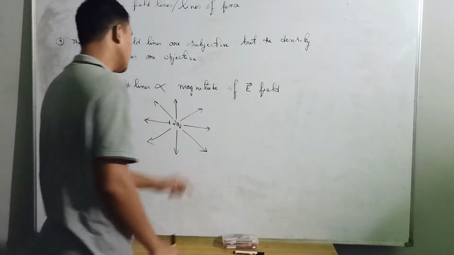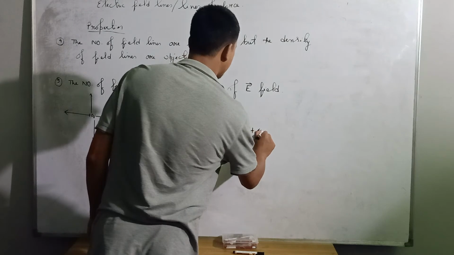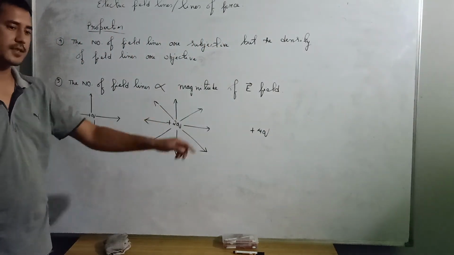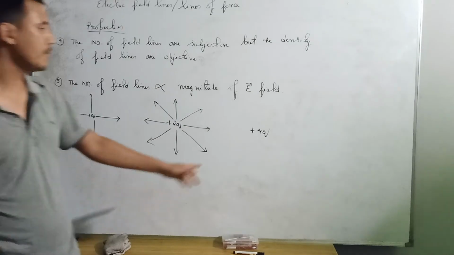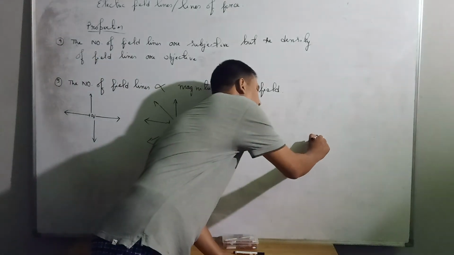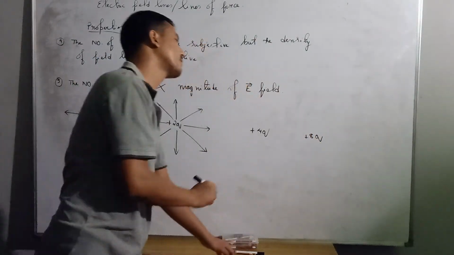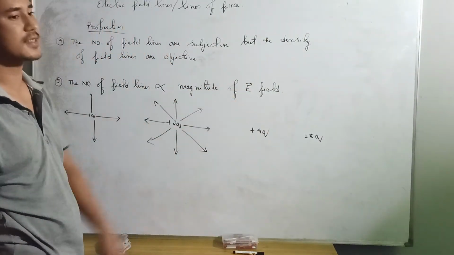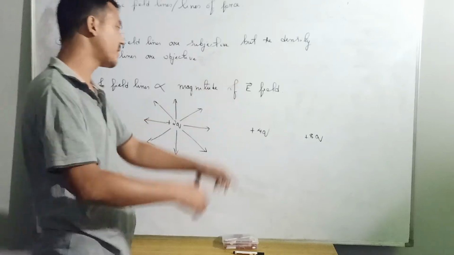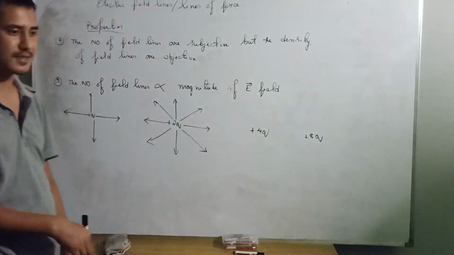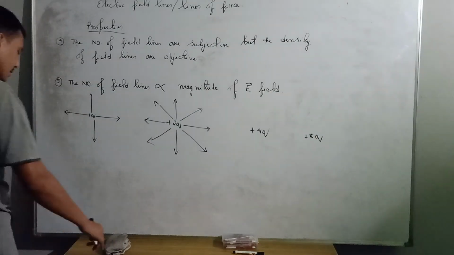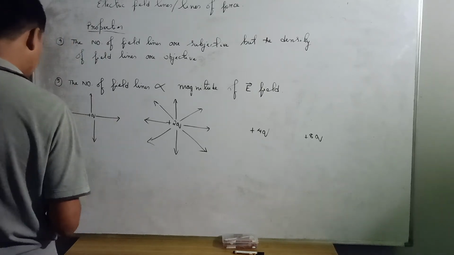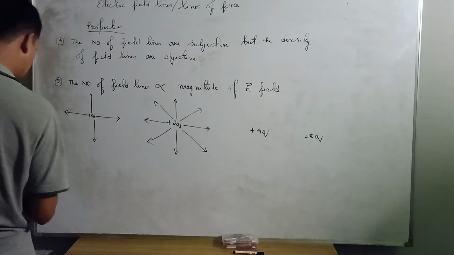If you again double the charge, then it will generate how many field lines now? 16 field lines. If you double the charge again, 8Q, then it will generate 32. If you double it again, 16Q, then it will generate 64 field lines. Are you getting me? So the number of electric field lines is directly proportional to the magnitude of the electric field.